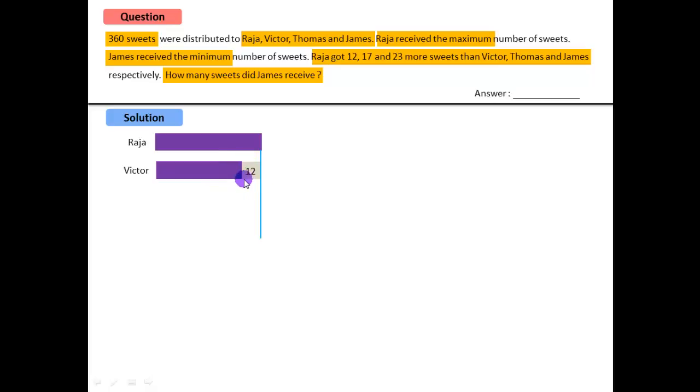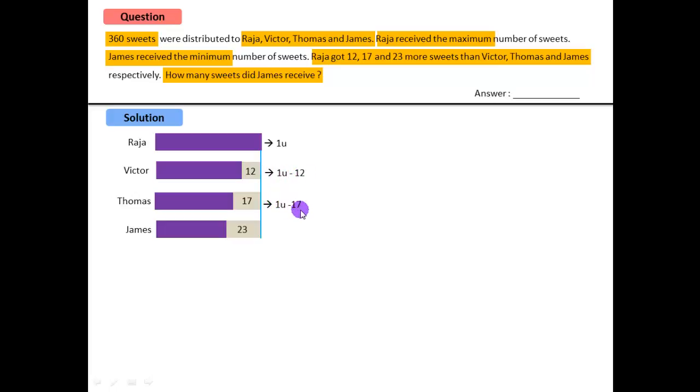So this portion will be 12. For Thomas, he would have 17 sweets lesser than Raja, and this portion is the 17 fewer sweets. For James, he would have 23 fewer sweets, and this portion represents the 23 fewer sweets. Now, let's take the number of sweets that Raja has as 1 unit. So, according to this, Victor would have 1 unit minus 12 sweets. Thomas would have 1 unit minus 17 sweets, and James would have 1 unit minus 23 sweets.